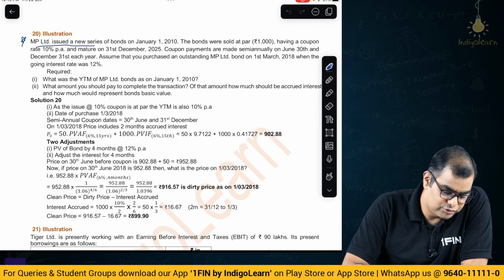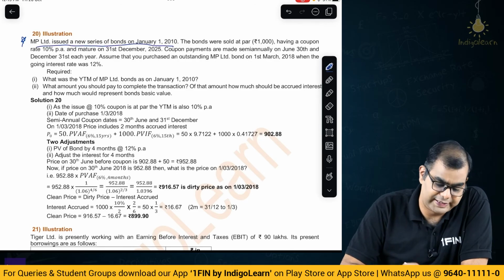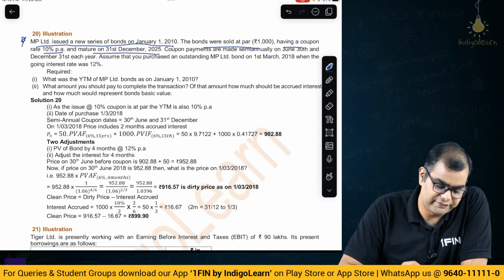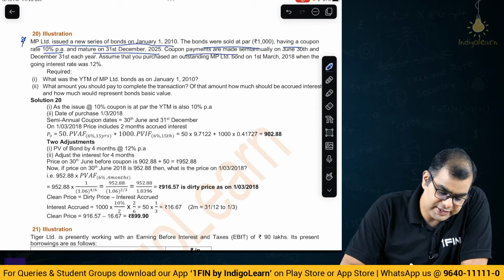MP Limited issued a new series of bonds on 1st Jan 2010. The bonds were sold at par, having a coupon of 10% and maturing on 31st December 2025. If they are sold at par, it means yield and coupon are both the same. Coupon payments are made semi-annually on June 30th and December 31st each year. Assume that you purchase an outstanding MP Limited bond on 1st March when the going interest rate was 12%.